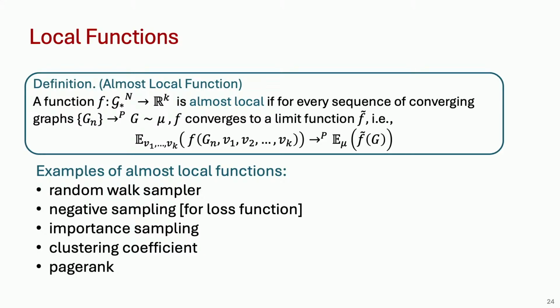Maybe the one vertex version of it is easier to think of. I have a G_N and a vertex V1, and I define the function of G_N and V1. This can be the PageRank of V1 in G_N. And I want that expectation to converge to the expectation if I had the whole graph. This is what it means. I can also remove the expectation and think of it as distribution convergence.